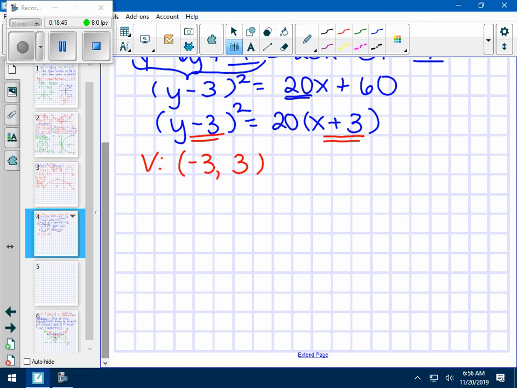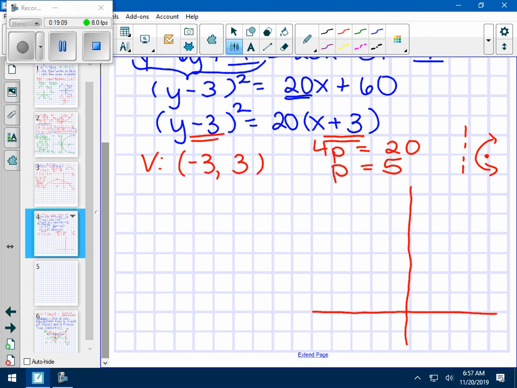Okay. From there, everything else should follow pretty similarly. In this case, if 4p is equal to 20, then p equals 5. P is a positive number, and y is being squared. So as a reminder, that means this opens up to the right. It's going to have a general appearance that looks like that. So let's actually start by plotting that vertex at (-3, 3), which is again in quadrant 2.